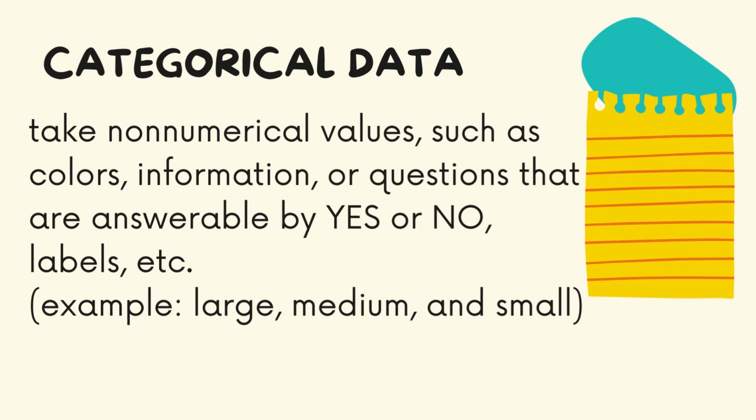Categorical data take non-numerical values, such as colors, information, or questions that are answerable by yes or no, labels, etc. Example: large, medium, and small.